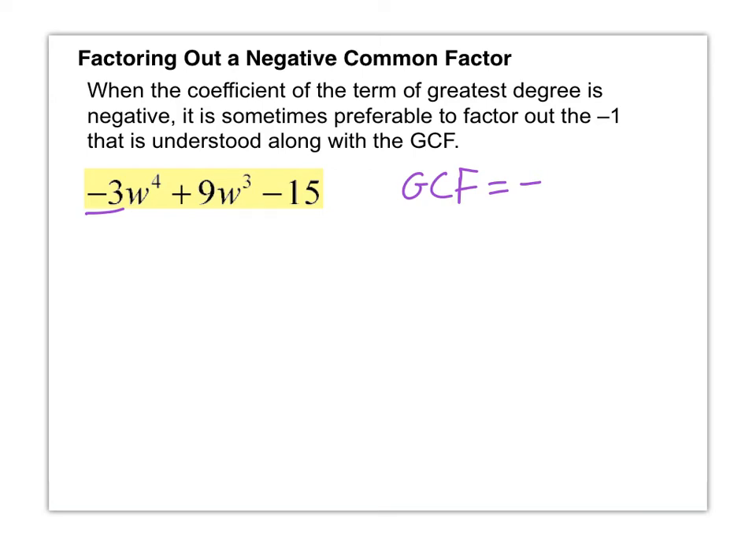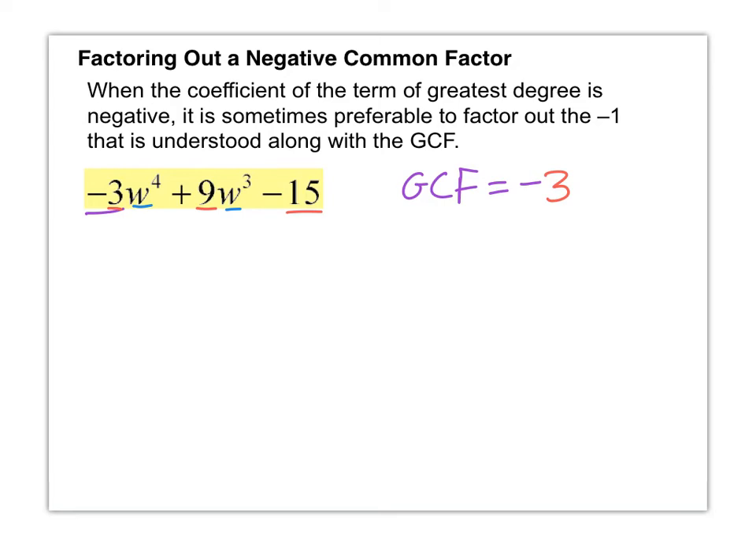Now we look at the coefficients, the 3, the 9, and the 15. Notice these are all multiples of 3, so 3 is a common factor. In terms of the variable w, not all of the terms have a w in it, so w is not going to be part of our greatest common factor.